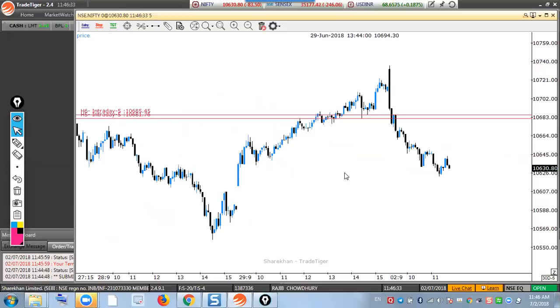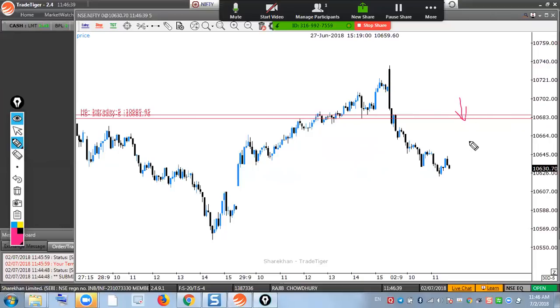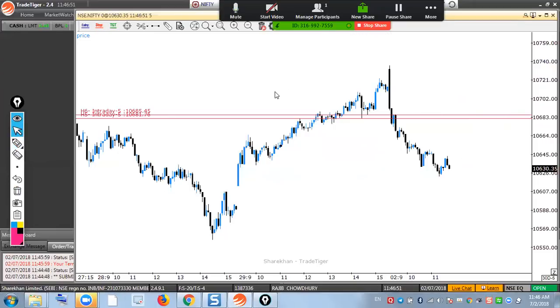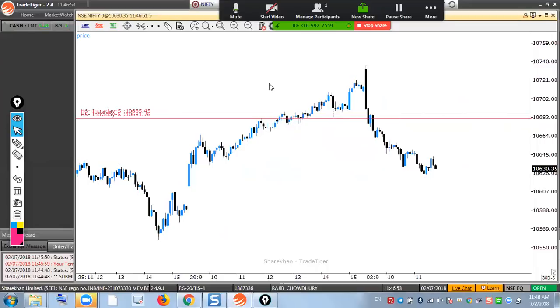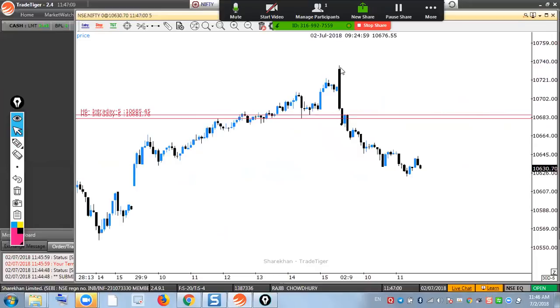All right. So this is the layer. Basically, we are waiting for a pullback in today's market up to this layer for a possible sell trade from this area, but it's not happening yet. Let's see. Okay. All right. Now in today's market itself, I can show you an outsider. So this is an outsider candle.